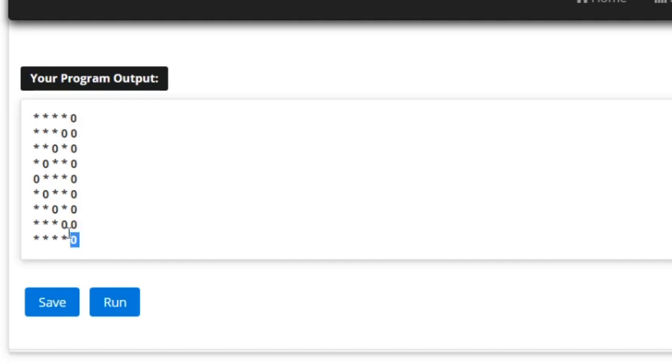So the zeros are decreasing one by one. So this is the logic behind today's daily challenge.